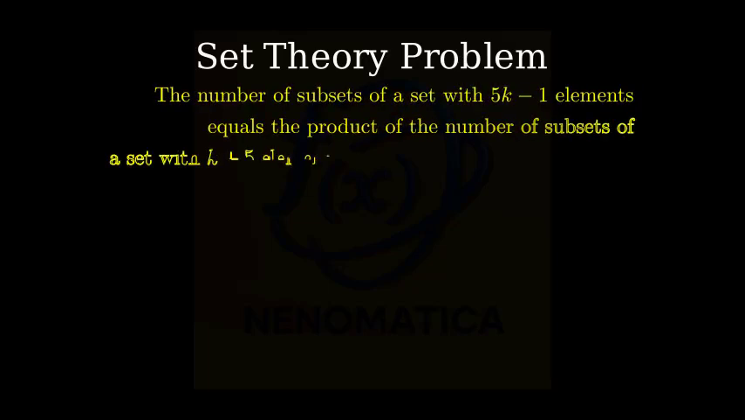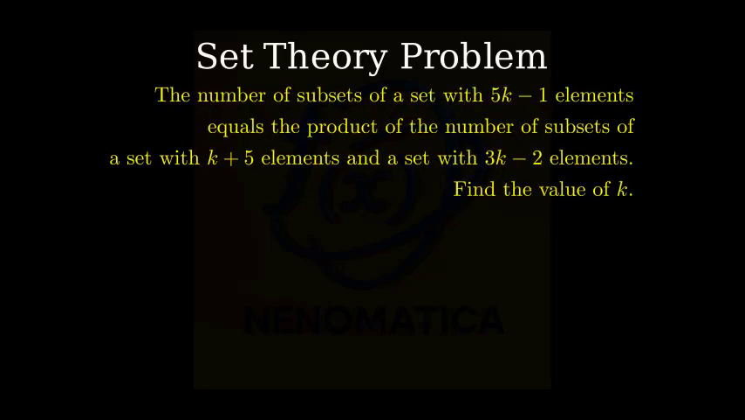Welcome to today's math lesson. Today, we're going to solve a problem about the number of subsets in sets. Here's our problem. The number of subsets of a set with 5k minus 1 elements equals the product of the number of subsets of two sets, one with k plus 5 elements, and another with 3k minus 2 elements. Find the value of k.